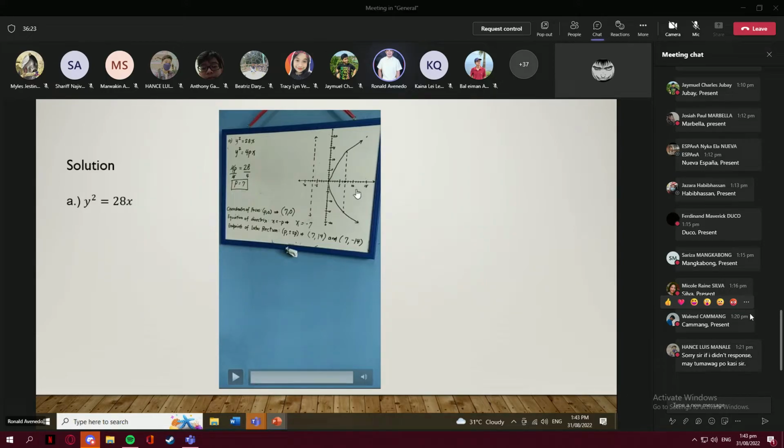Di ba? Dun sa guide natin kanina, if p is positive and the equation is in the form of y squared is equal to 4px, or y is raised to the second power, if p is positive, then the parabola is open to right. So, it's correct. But if p is negative, then expect that the graph or the parabola is open to left. Okay, that is if y is raised to the second power or the equation is in the form of y squared is equal to 4px. So what if it is x raised to the second power?